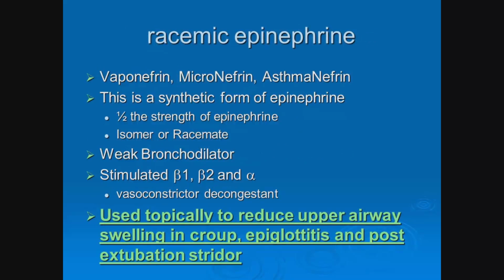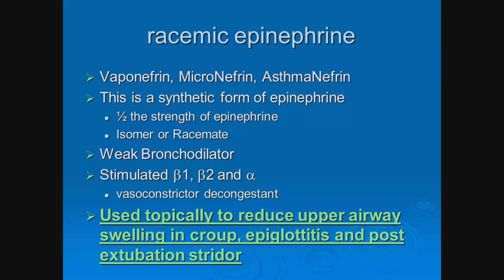Let's talk about racemic epinephrine because this is one you do need to know. Racemic epinephrine is a form of epinephrine. It's a synthetic form of it, and it's a mirror image. We talked about these things called isomers or racemates. They're basically mirrored images of the drug. So racemic epinephrine is similar to epinephrine in structure, but it's not as potent. It doesn't have the same amount of strength.